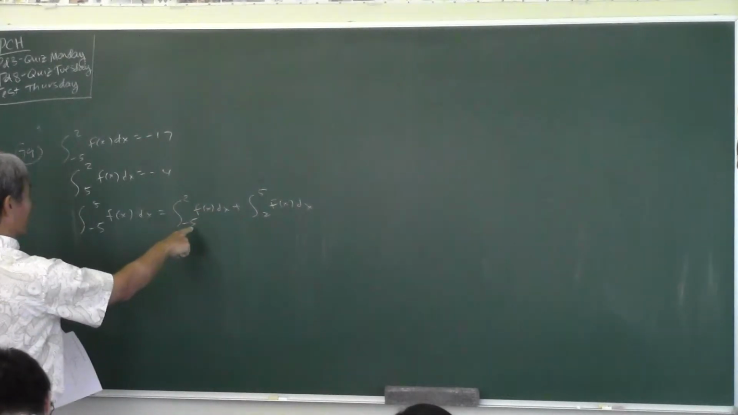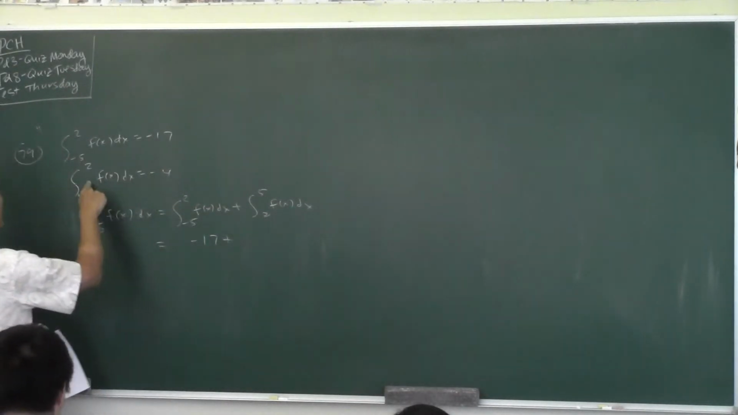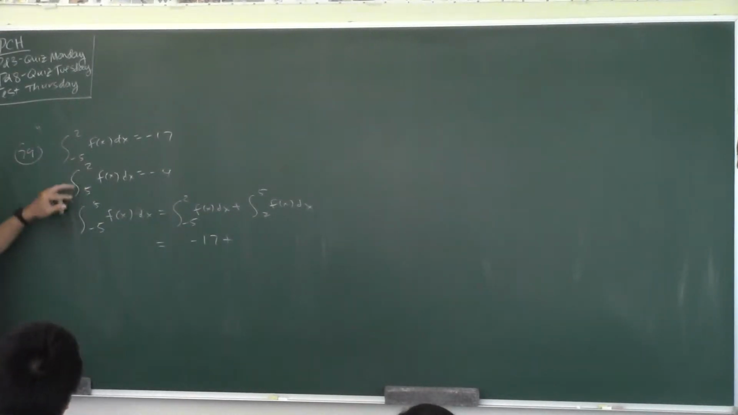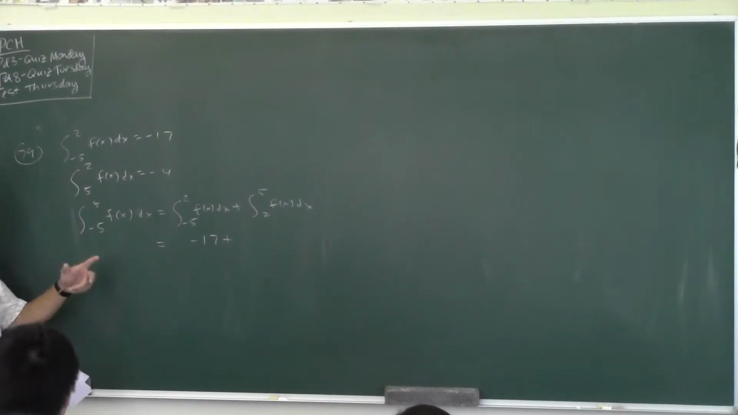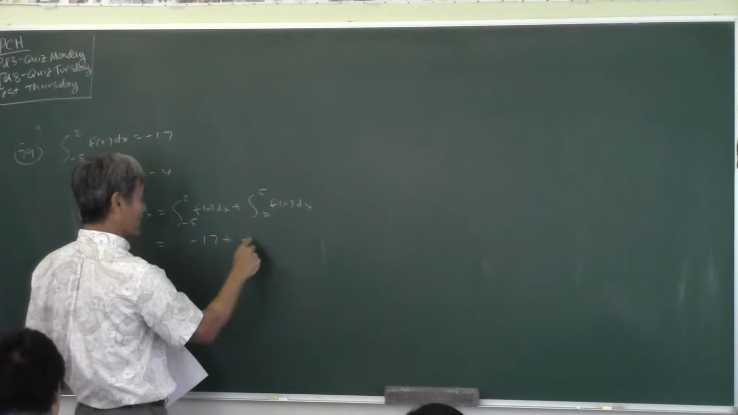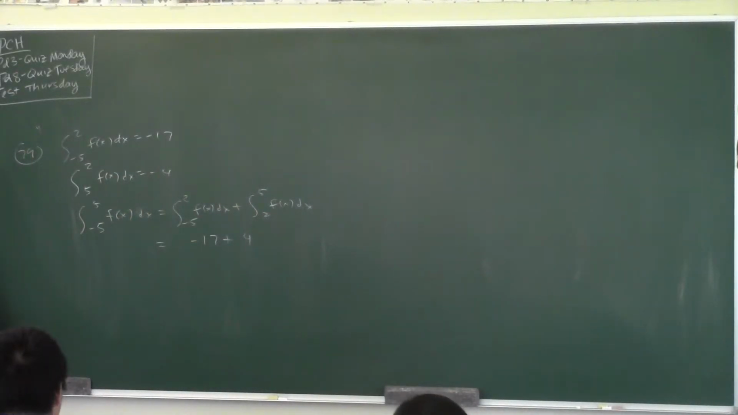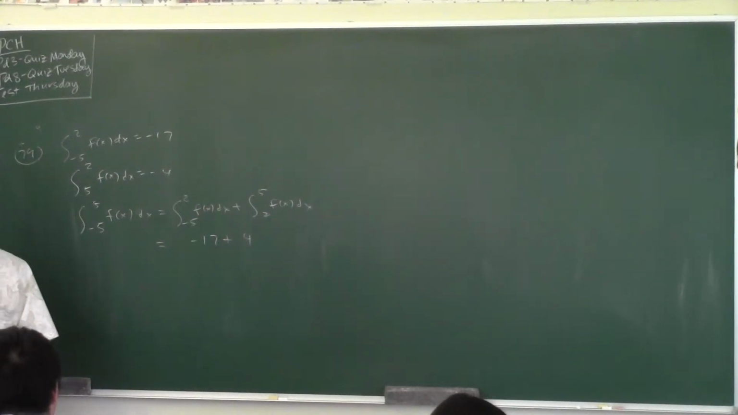Okay, what is the integral from negative 5 to 2? Well, that's negative 17. What's the integral from 2 to 5? Yeah, but Mr. Park, the limits are the wrong way. Well, if you switch the limits, it negates the value. So if this is negative 4, what is this then? Positive 4, and your answer is negative 13. Are we making the mistake of switching the limits but not negating? No. That's one of the basic things right there.